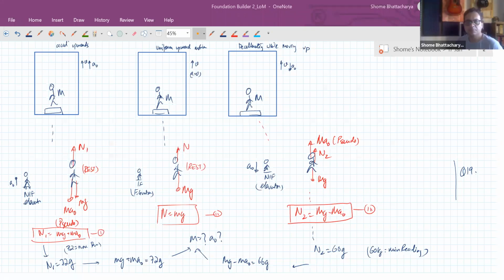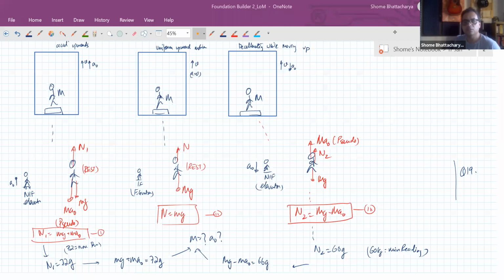Yeah, so see Harsh, what is happening now, you have to ask yourself in which situation the reading will be maximum. That will be in the situation when the pseudo force is acting downwards. Only then is the normal reaction more. And when the reading will be minimum, when the normal reaction is minimum, for that time the pseudo force should be acting opposite to the weight.